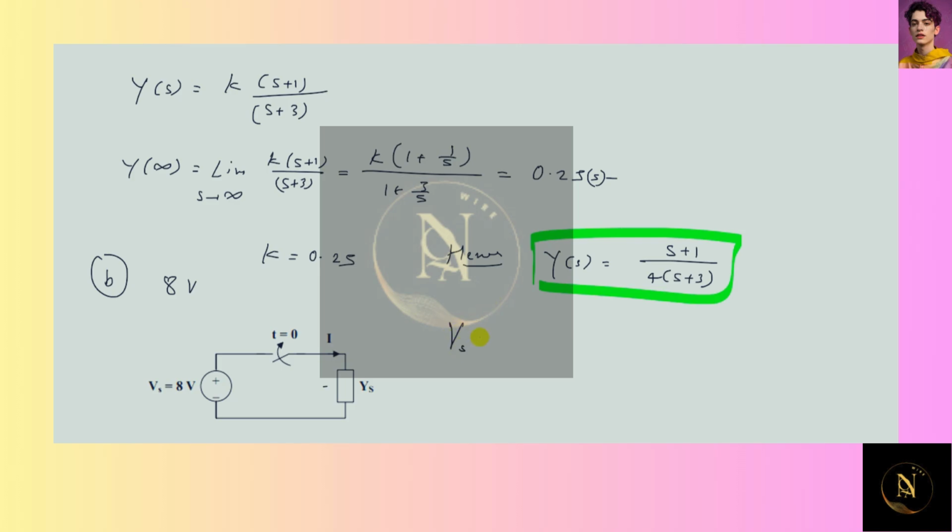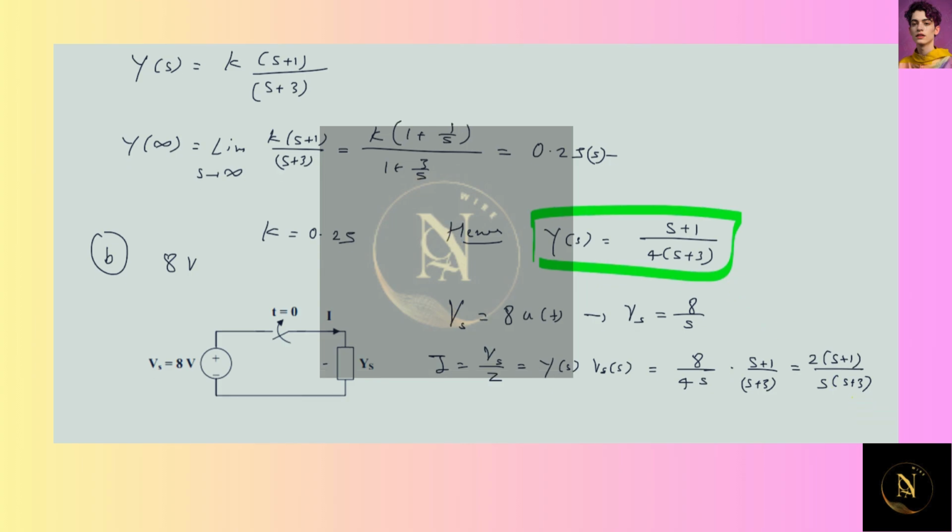We are given Vs equals 8 u(t), and we can find the s term, that is 8 divided by s. Now I is given by V divided by Z, which is simply Y(s) multiplied by V(s). So this is 8 divided by 4s multiplied by (s plus 1) divided by (s plus 3). Now when we solve it, this can be written as 2 multiplied by (s plus 1) divided by s multiplied by (s plus 3).